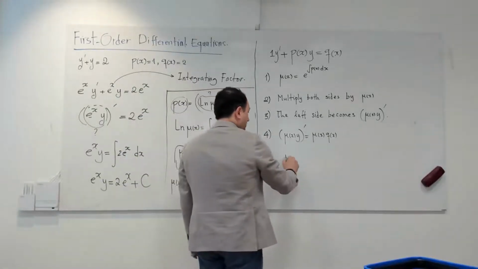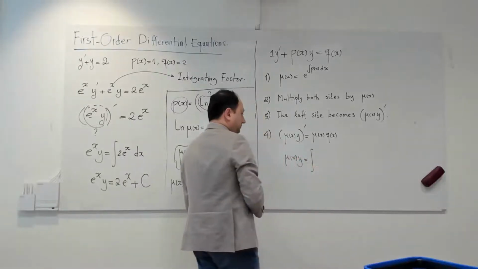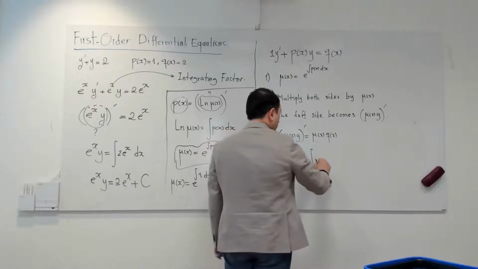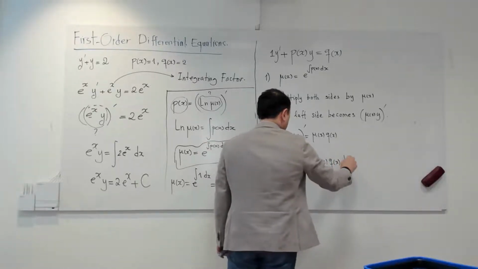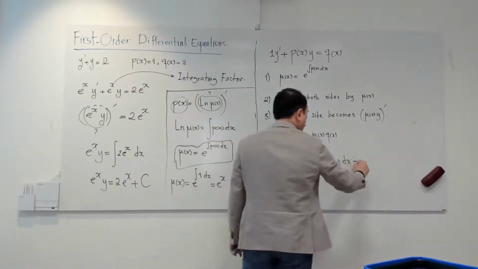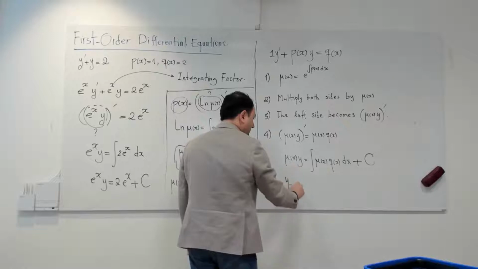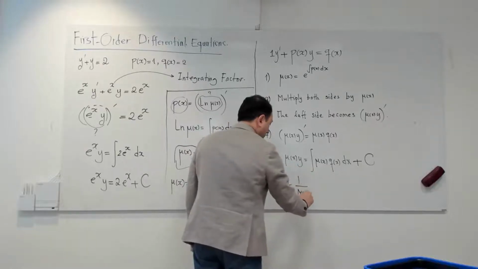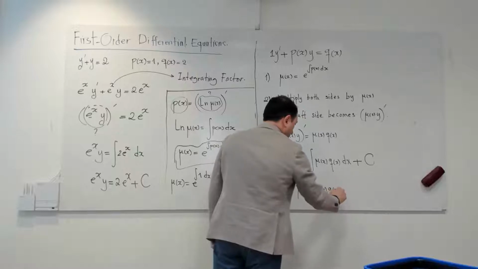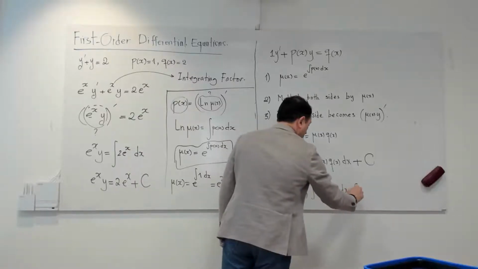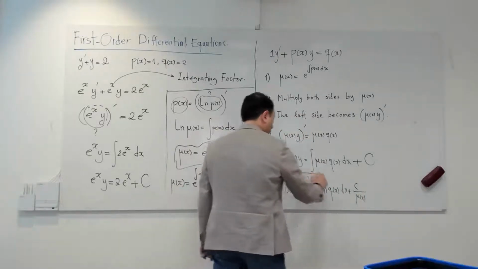So then you can say that mu of x y is the integral of mu of x, q of x, dx, and then plus a c. Let me just emphasize putting c here. And then if you want to find y, you divide by mu of x. Something like that.